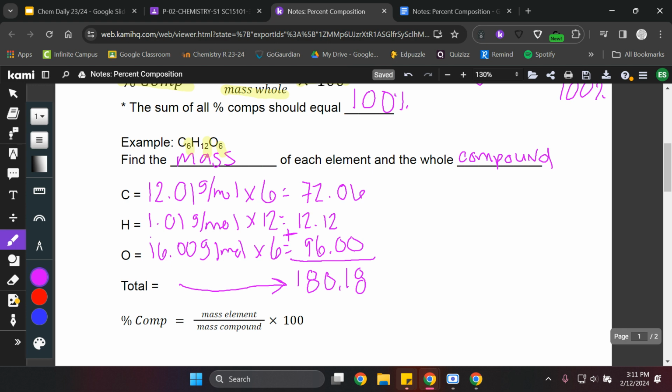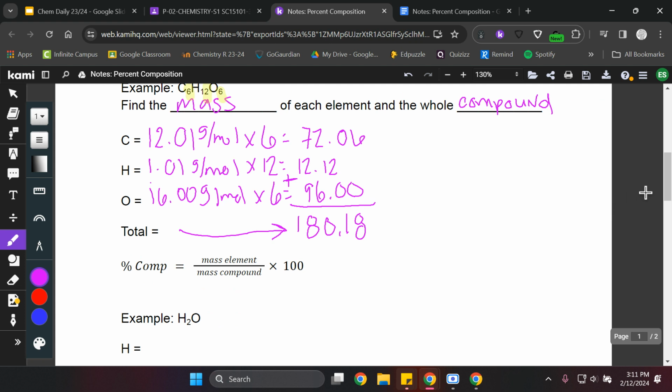What we're going to look for is the percent composition. And just like we did earlier, for the percent composition, we're going to need the mass of the element divided by the mass of the whole compound, and then we're going to multiply that by 100 in order to make it a percent. So for this, you are going to need a calculator because the setup involves this number that we've just calculated as well as this number that we just calculated. So it's going to involve the 72.06 and the 180.18 for carbon only. So let's set up the percent composition for carbon.